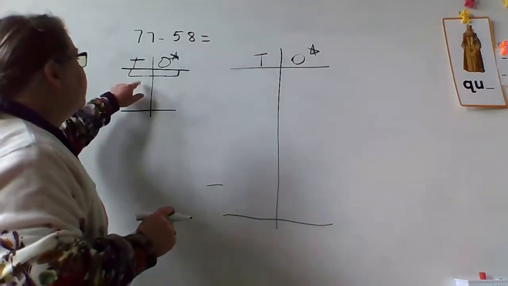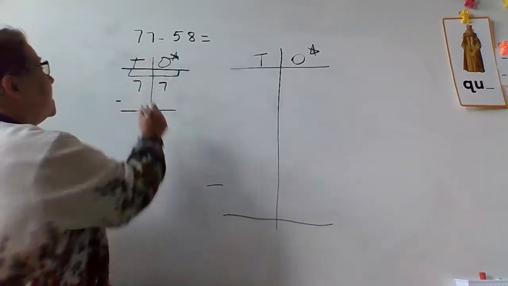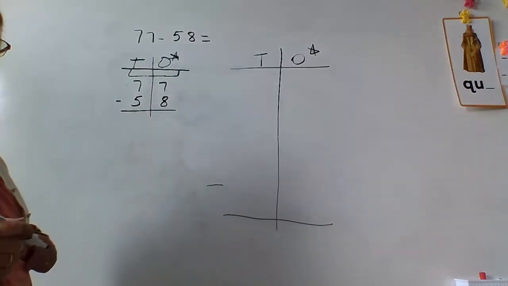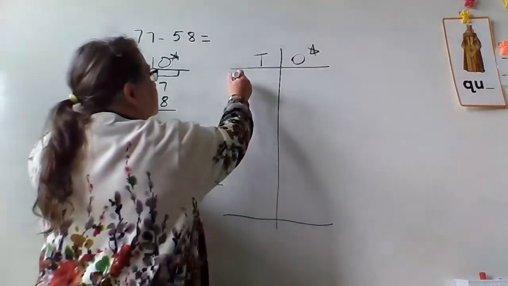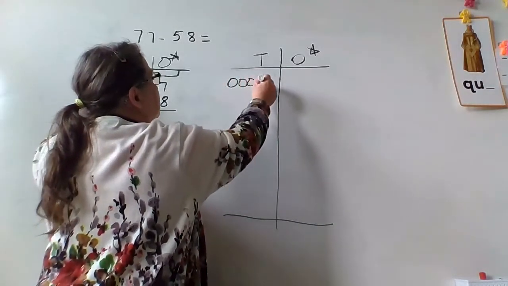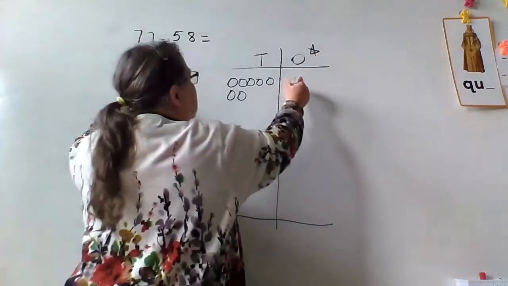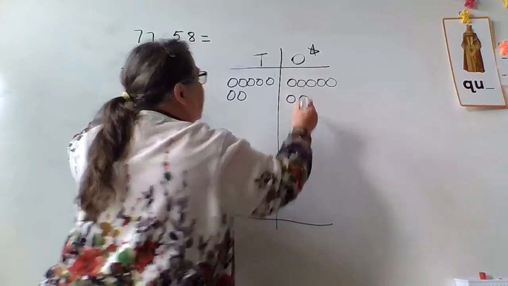77, I have 7 tens, 7 ones. 58, 5 tens, 8 ones. I'm ready to put some circles in. I have 7 tens. 1, 2, 3, 4, 5, 6, 7. I have 7 ones. 1, 2, 3, 4, 5, 6, 7.